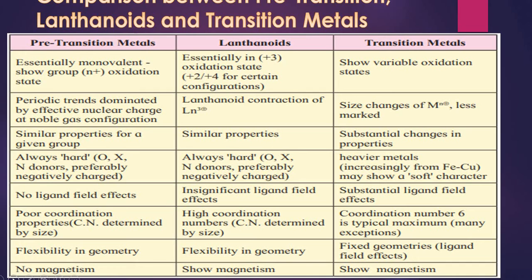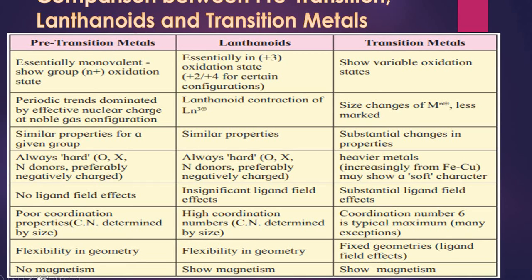Pre-transition elements have similar properties in a group. Lanthanoids also have similar properties. In transition metals, we see changes in properties. Pre-transition metals are always soft. Lanthanoids are soft, and transition metals are hard and heavier metals. In pre-transition elements, there are no ligand effects. Lanthanoids have an insignificant ligand effect because there is less tendency of complex formation. In transition metals, there is a substantial ligand field effect.